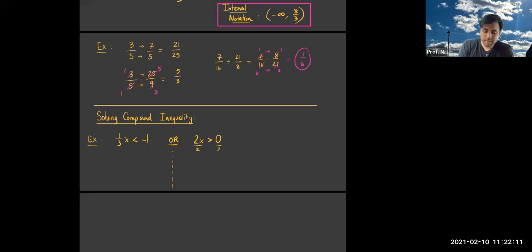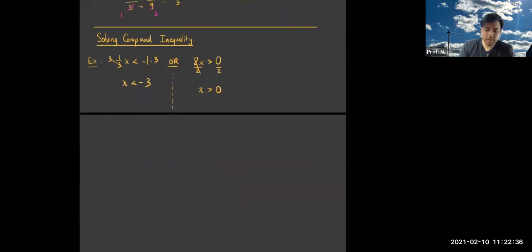So if I want to get x by itself, divide both sides by 2 because I have that 2 attached to it by multiplication. So I divide by 2 and I get x is greater than what? 0, because 0 divided by anything is 0. Okay? And then on the left inequality, I multiply everything by 3. So I get that x is less than or equal to -3. So x is less than -3 and x is greater than 0.